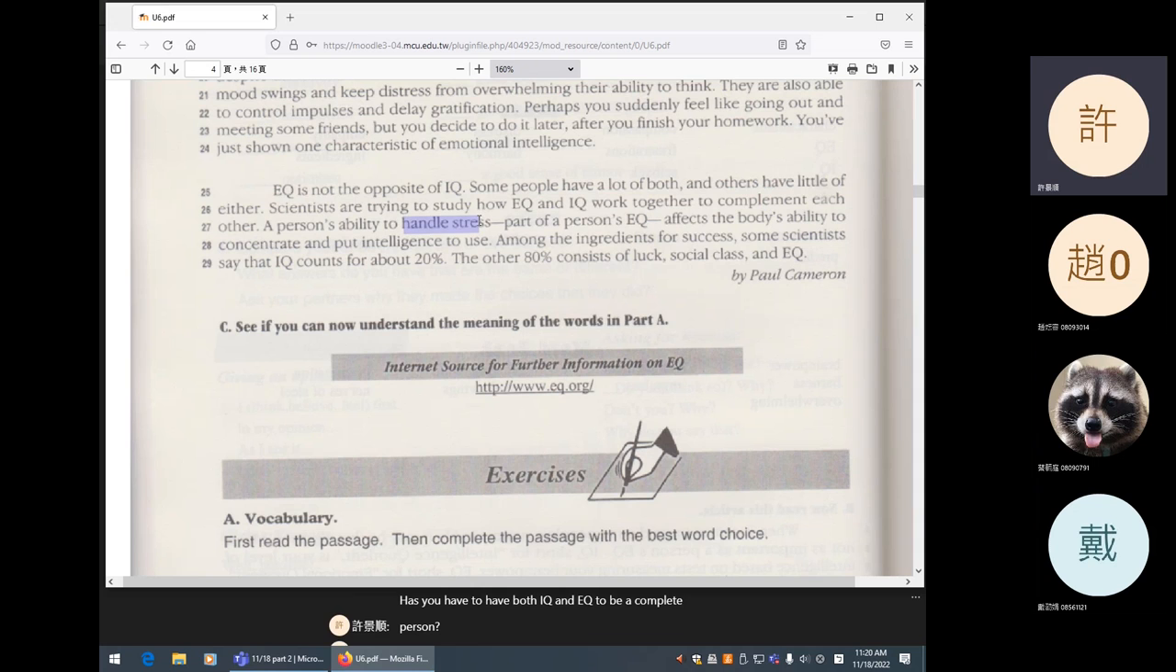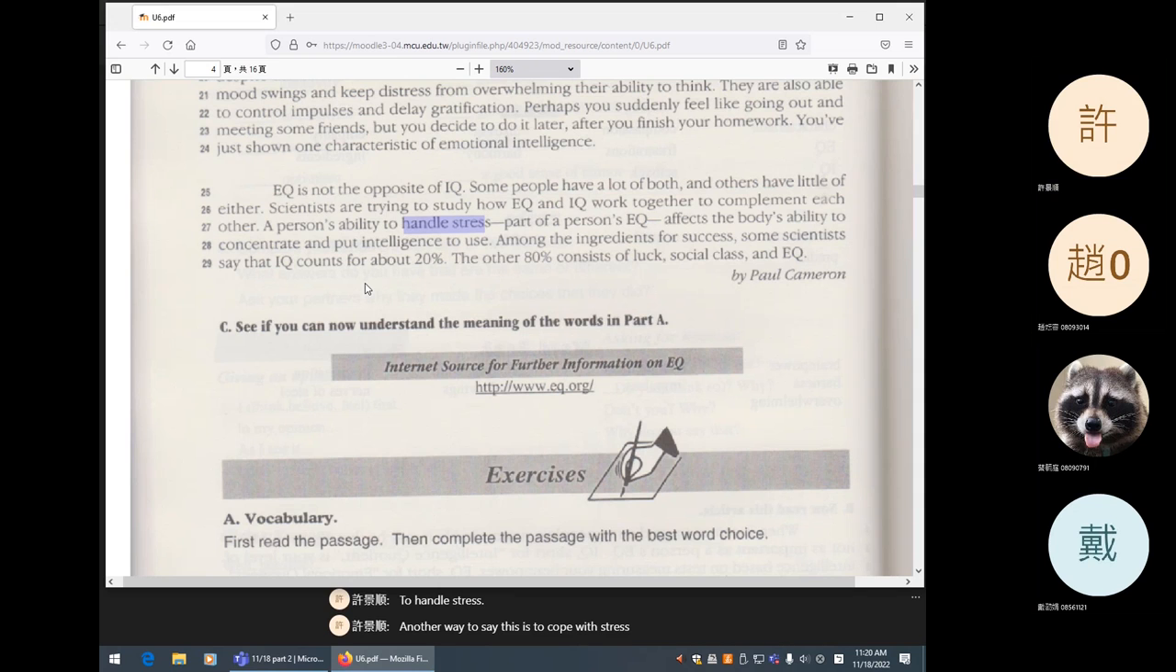To handle stress. Another way to say this is to cope with stress. Both of these do not mean that there's no stress. Stress is still there. It just means whether you can continue even though you feel stress. And the textbook says that handling stress is part of EQ also.